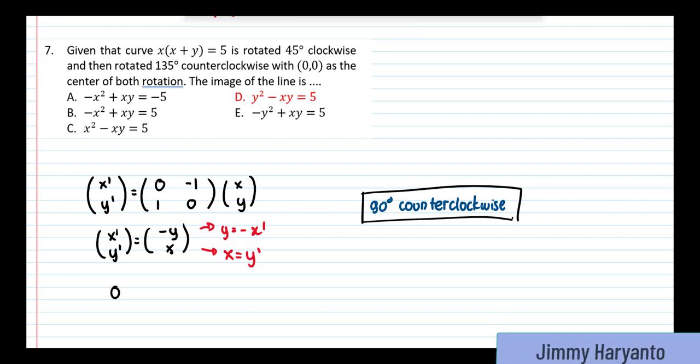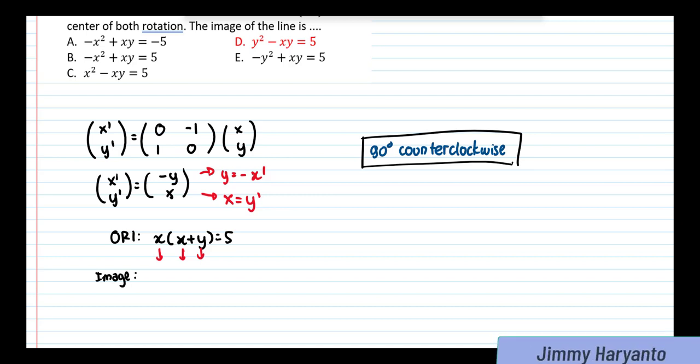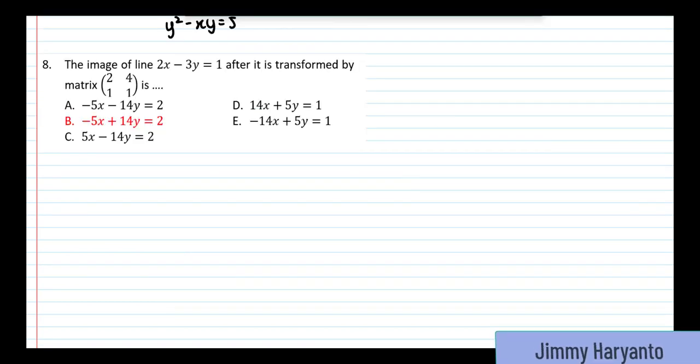Okay, next we have the original. The original is x times x plus y equals 5, and then the image will be like this. So the x will become y prime, and this one is y prime, and this one is negative x prime, and the rest is the same. You'll have y square minus xy equals 5. D.